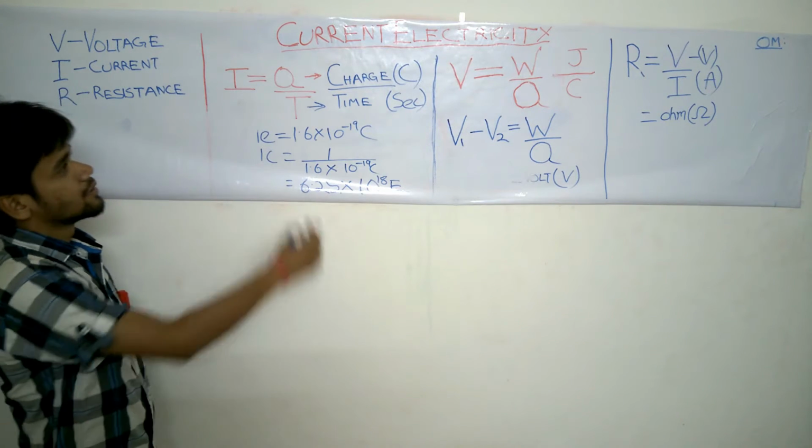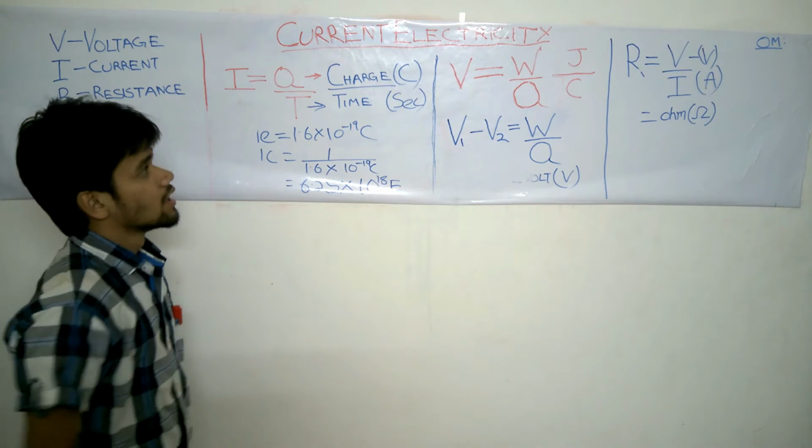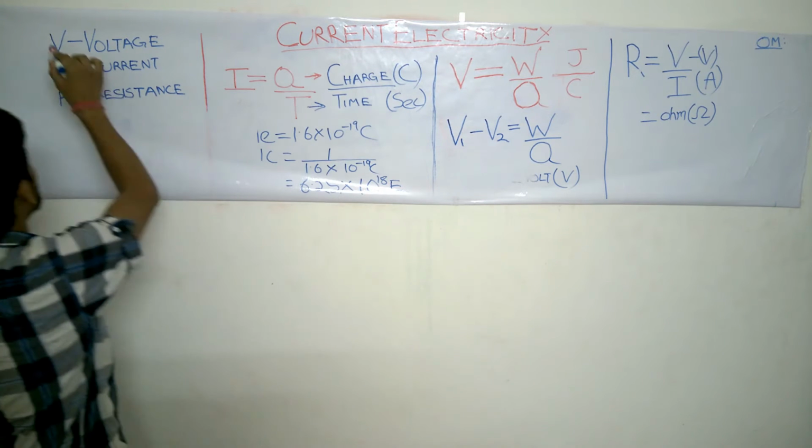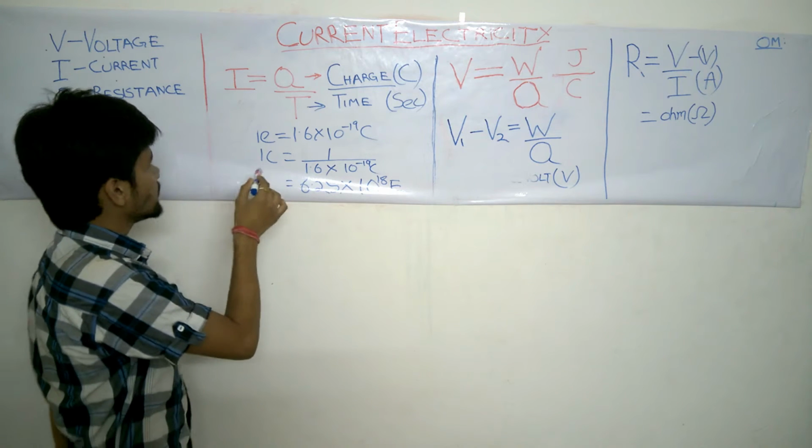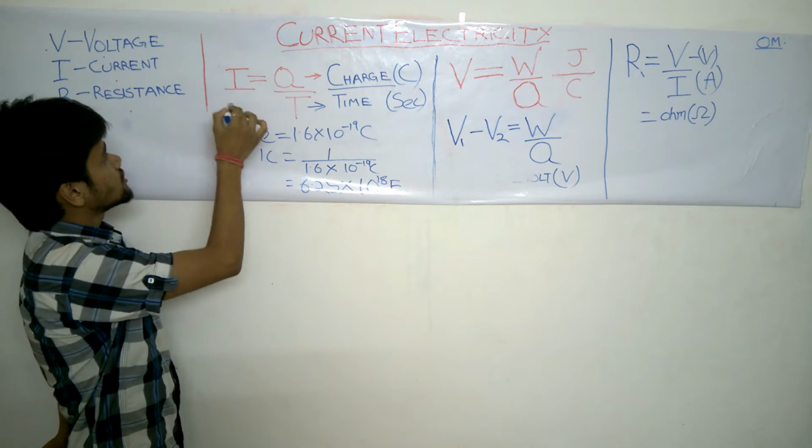So hello everyone, today's concept is current electricity. Now this current electricity has three important concepts: voltage, current and resistance. So we will get into them one by one. So the first concept is current.